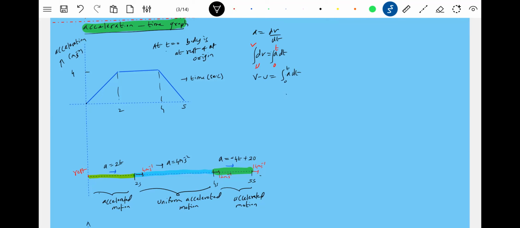And what is LHS? LHS is change in velocity. This is the area under the a-t graph. So from the acceleration versus time graph, the area under the a-t graph will give us the change in velocity.